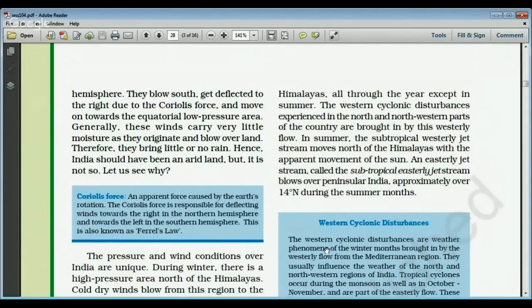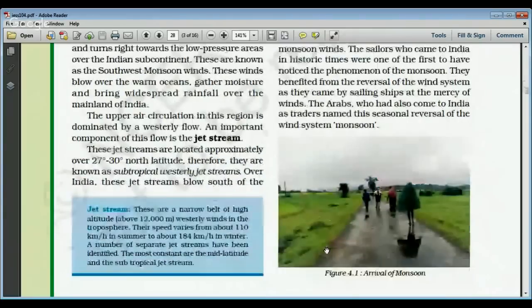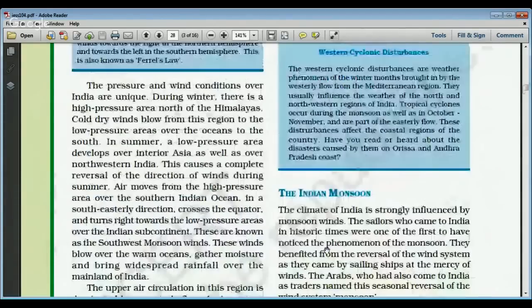Now see this definition. These jet streams are actually a narrow belt of high altitude, above 12 kilometer, westerly winds in the troposphere, and their speed varies from around 110 km per hour in summer to about 184 km in the winter. A number of separate jet streams have been identified, and the most constant are the mid-latitude and the subtropical jet stream. These are some of the facts related to the jet stream.